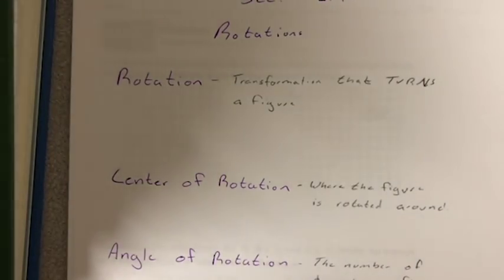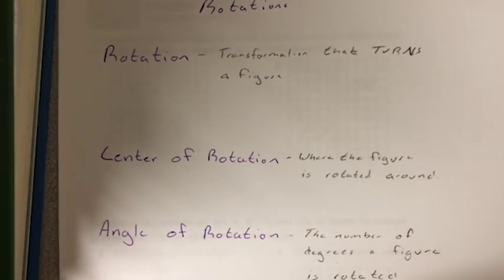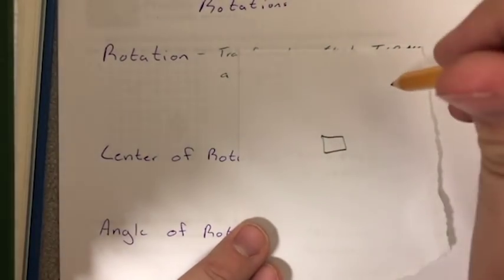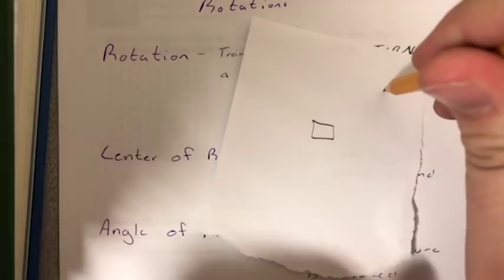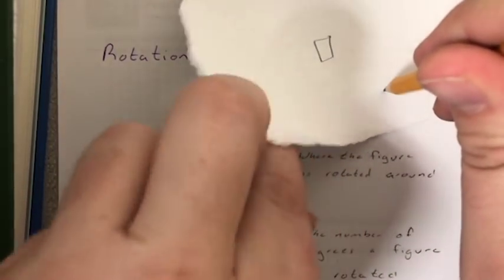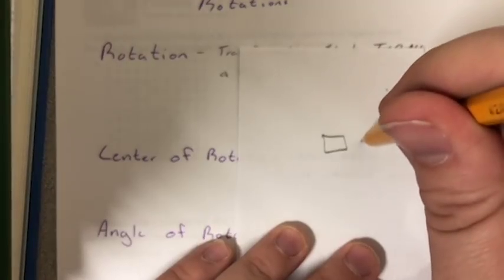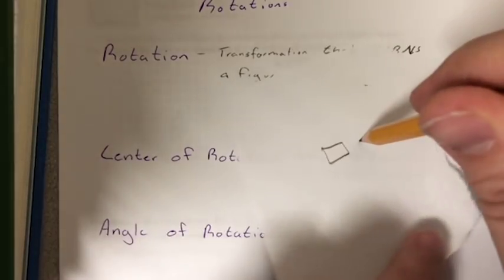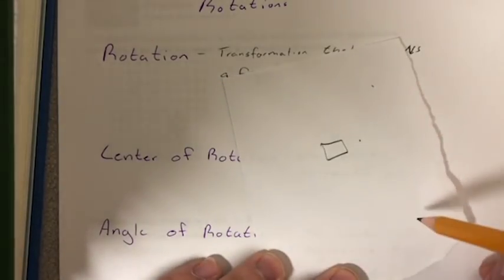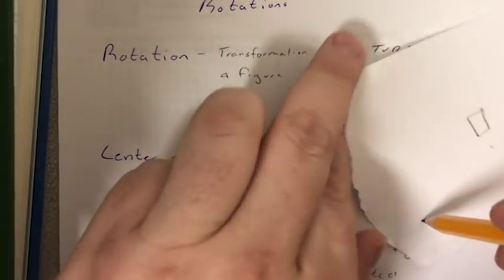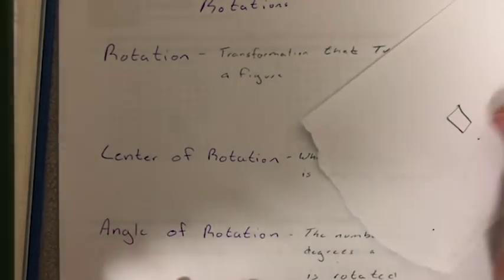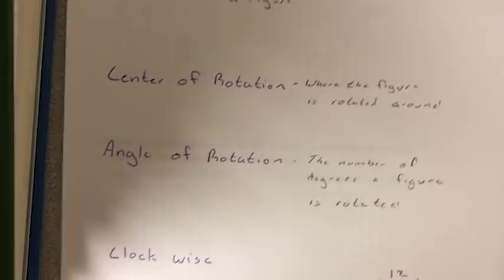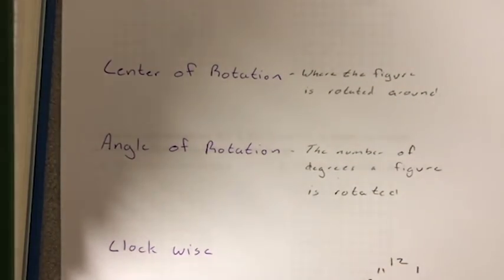For later. Center of rotation is where a figure is rotated around. So for instance, here's my picture. I can place my center of rotation right here, and I can rotate my picture around that rotation point. Or if I don't like that, I can put my center of rotation here and rotate it around that. Notice that depending on where my center of rotation is, it changes the position of where my final picture might be. All right, so just keep that in mind. But luckily for us, we're mostly going to do our rotations around the origin, so we don't have to get too complicated. Angle of rotation is the number of degrees a figure is rotated.